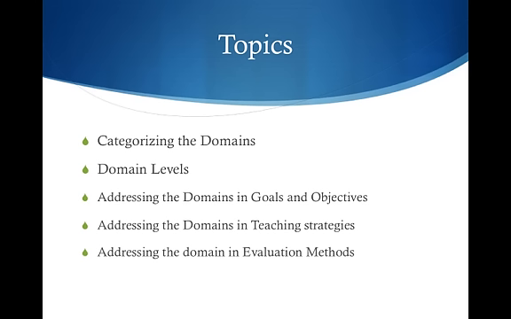So, in this slide set, these are the topics that we're going to talk about: categorizing the domains, the domain levels, addressing the domains in goals and objectives, addressing the domains in teaching strategies, addressing the domains in evaluation methods.